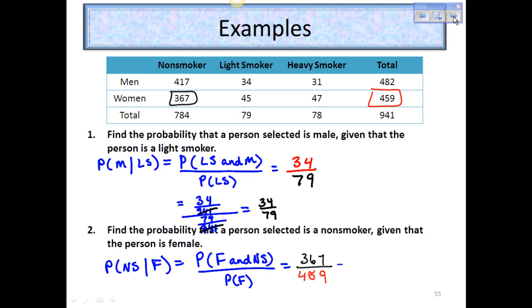Because that's an ugly fraction, we'll reduce it to a decimal: 367 divided by 459 is 0.7996, and to 3 decimal places that is 0.800. On the previous one, we didn't change that to a decimal, so let's go ahead and do that. That is 0.430.